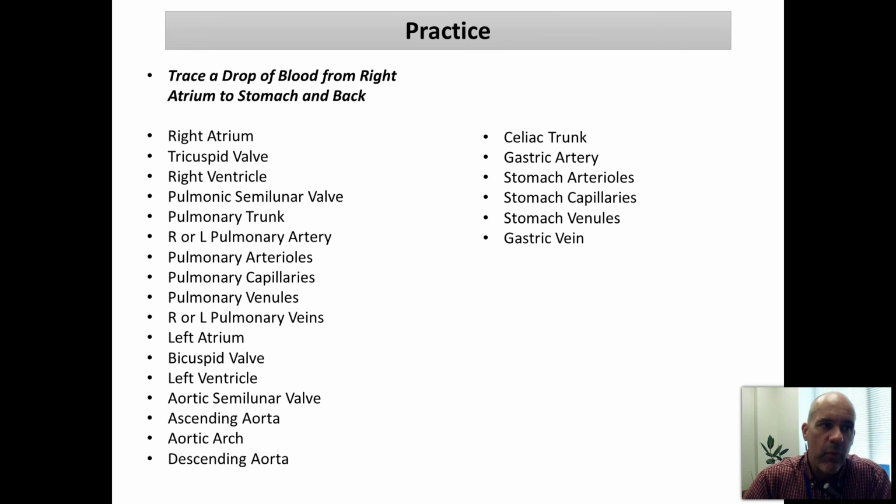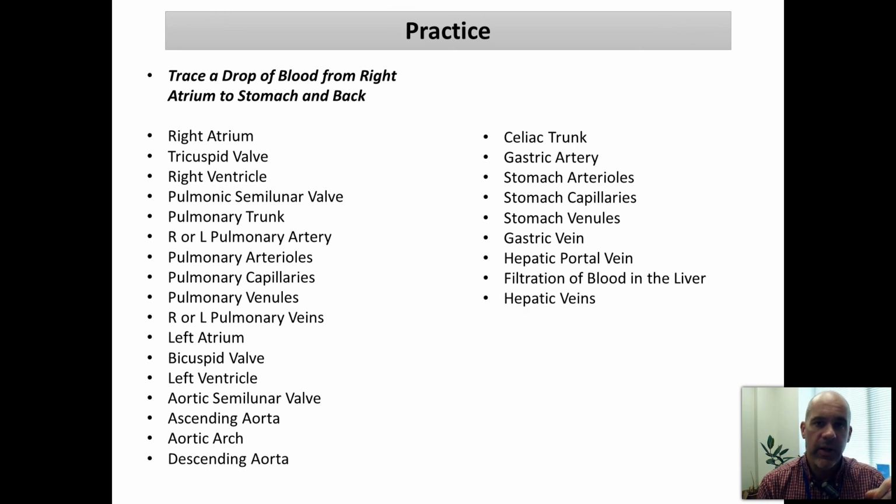Deoxygenated blood coming off of the wall of the stomach will enter the gastric vein. Eventually it's going to drain into there. Okay, this is coming off of a digestive organ, so it has to go to the liver for filtration. So the gastric vein connects to the hepatic portal vein. That brings it to the liver for filtration. That's all you need to write.